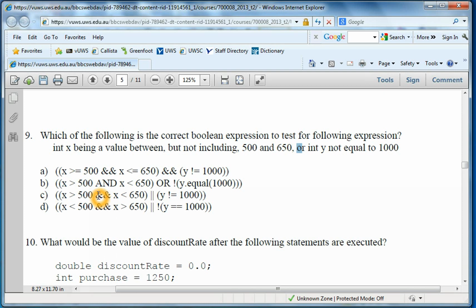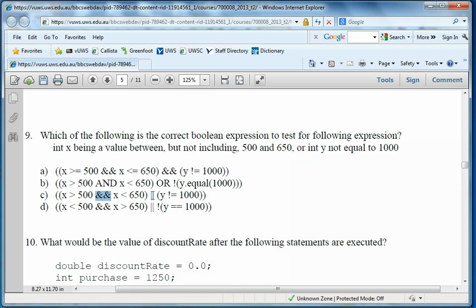It cannot be "or", because if it's "or", even 1000 would be right, because 1000 is greater than 500, but it is not less than 650. So you're looking for something between. When you're looking at ranges, it must be greater than the lower limit and less than the upper limit.